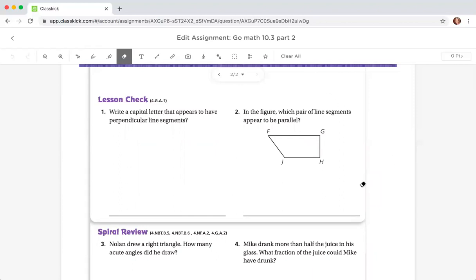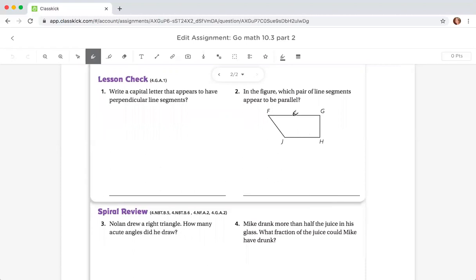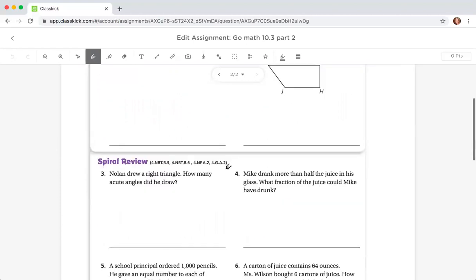In the figure, which pair of line segments appear to be parallel? You're going to write that out down here using the 2 letters that make up that line segment with the symbol for line segment over it, and the symbol for parallel, which is like 2 L's next to each other, with the other 2 letters that make up the line segment that appear to be parallel with this line segment, symbol over it. Make sure you write that the way it's asking you to write it.